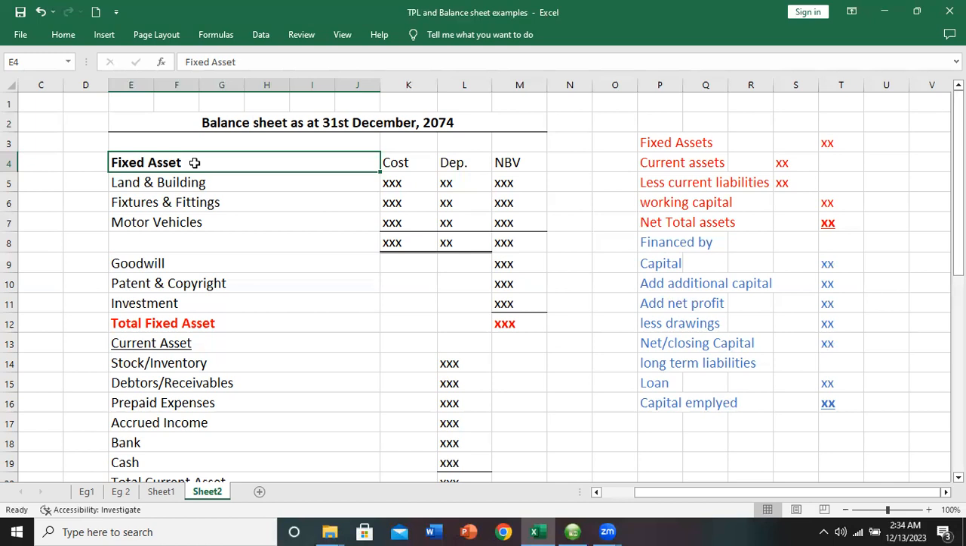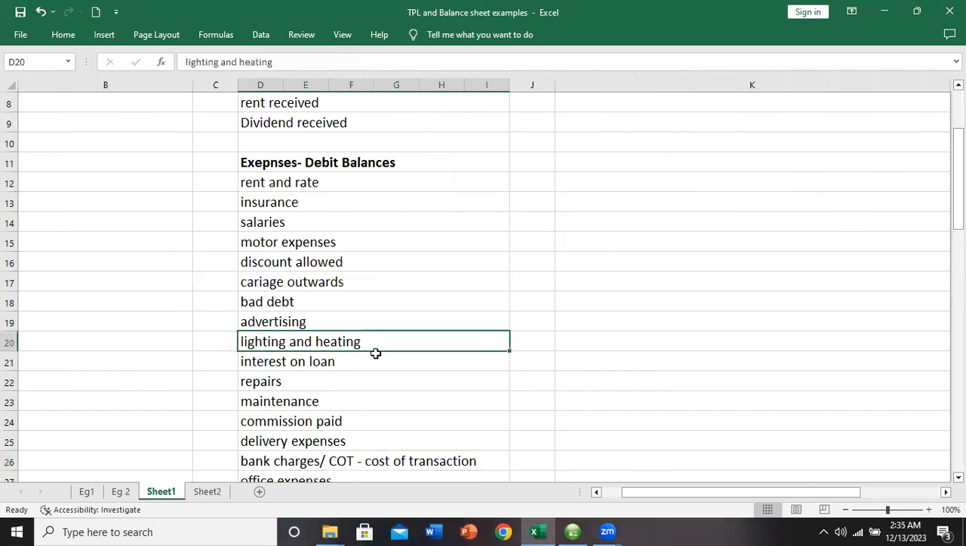So examples of the tangible fixed assets are land, building, because you can see land, you can touch it. You can see a building, you can touch it. Fixtures and fittings, motor vehicles, plant and machines. I think last time we even listed all these things here. Let me see if they are here for us.